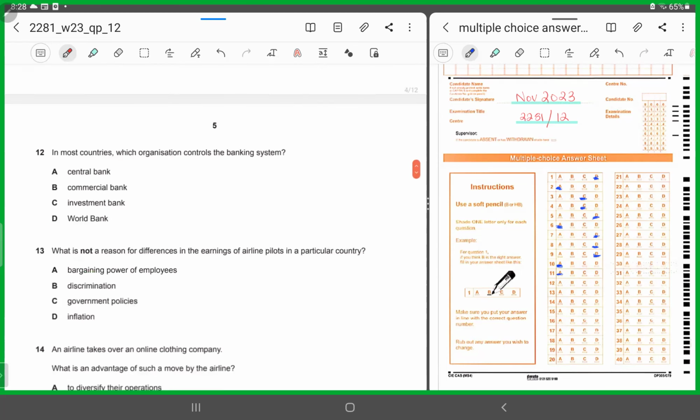Number 12. In most countries, which organization controls the banking system? Come on, it's so easy. Central bank. I do not even want to look at the responses. All right. Number 13.